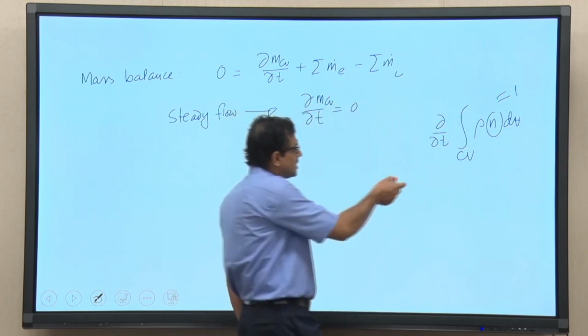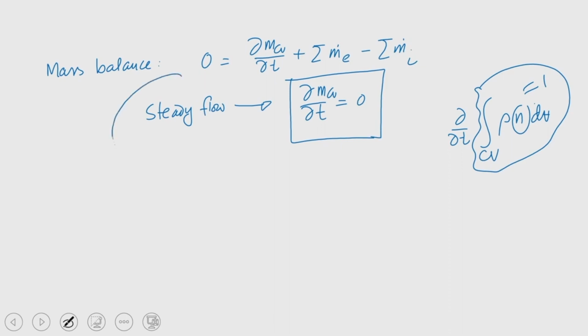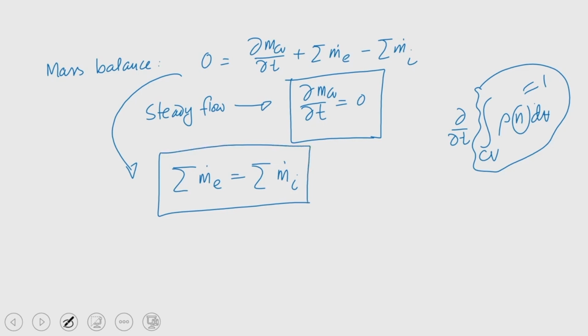Now, if rho is not changing, with steady flow, that is, flow properties do not vary with time. Rho is also an important property of the fluid, so it will not vary with time. If rho is not varying with time, then definitely m_CV will not vary with time, so this term will be equal to 0. So, the consequence of steady flow is that dm_CV/dt equal to 0. From this mass balance equation we can write m dot E equal to m dot I. So, this is the consequence.